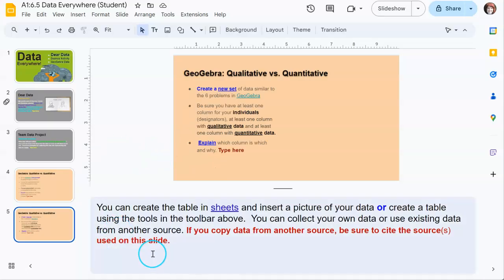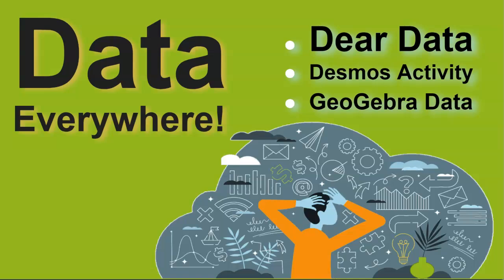Now in their show notes, I'm giving them some instructions. They can create their table in Sheets and insert a picture of their data, or they can create a table here in Slides using the tools in the toolbar above. They can also collect their own data, but if they do decide to use existing data from another source, they should give reference to that data. They need to cite their sources that they used on the slide. They can do exactly what GeoGebra did and just include a link on the slide to the data that they cited. And this concludes our Data Everywhere assignment.